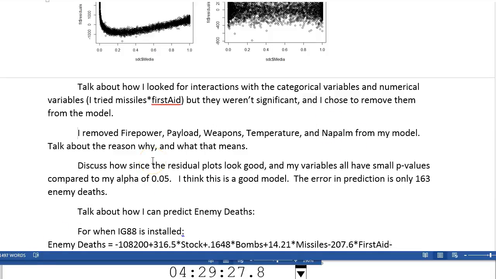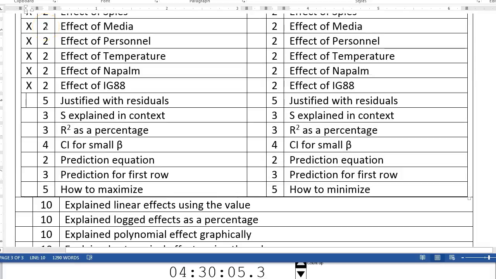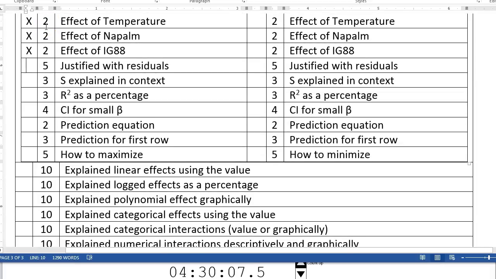And I knew they shouldn't be there because the p-values were large, but what that means is that these variables were not helping me to predict the enemy deaths, so there was no value to having them in the model. But with that extra little line in there, now every variable has been discussed as relates to enemy deaths.